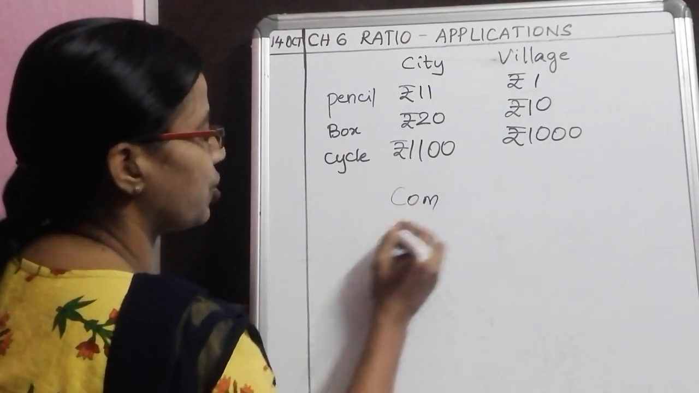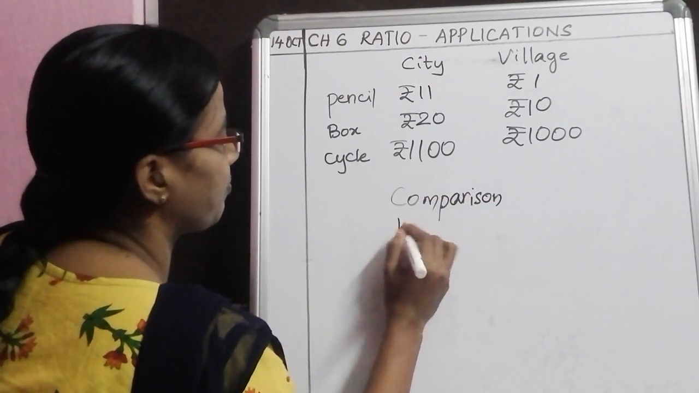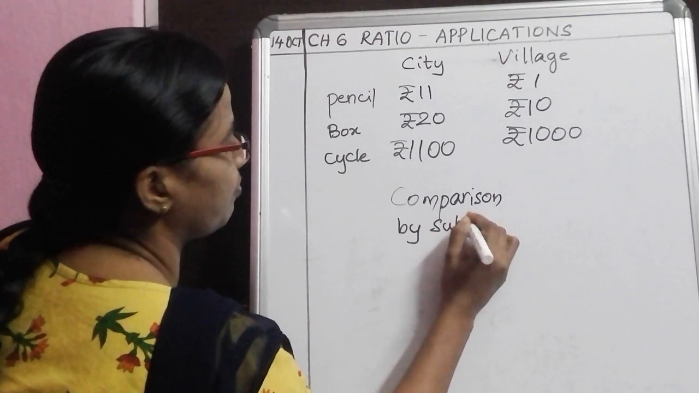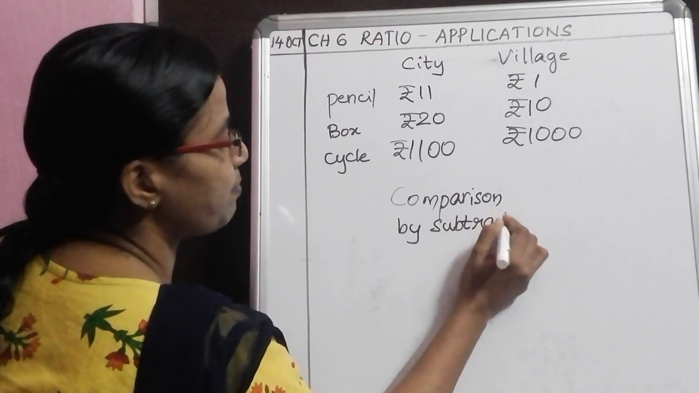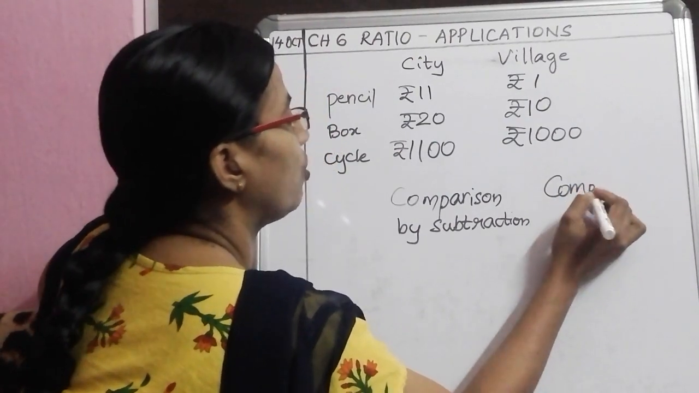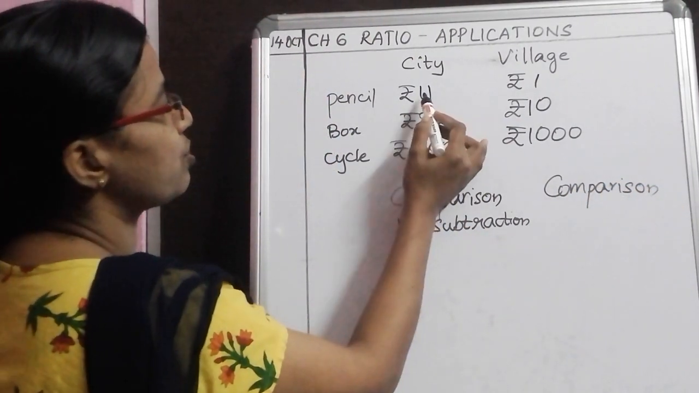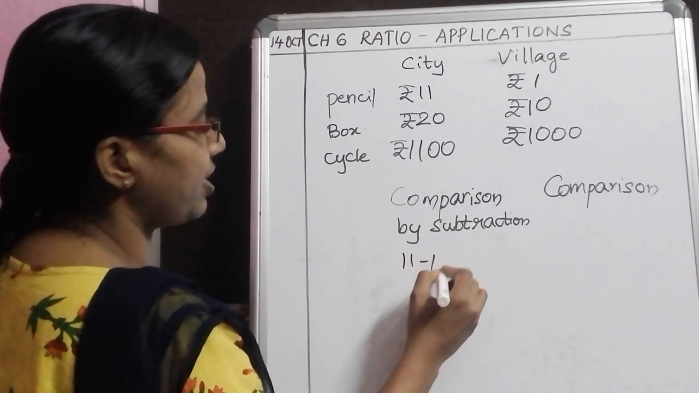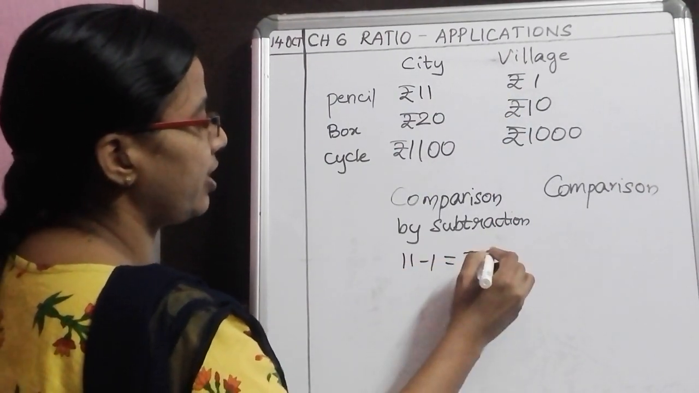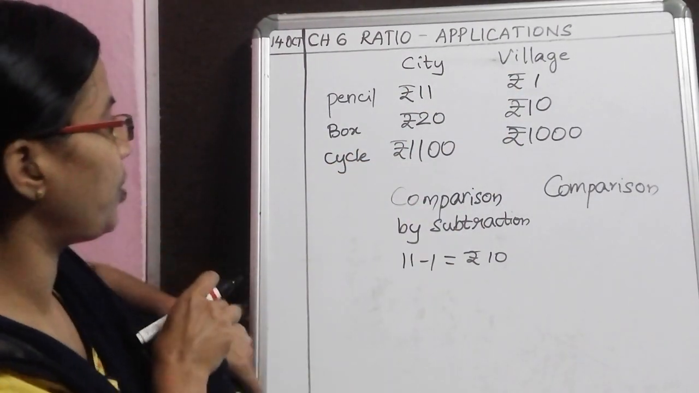Comparison by subtraction. This is only for your explanation. Don't write anything in your classwork book. Okay. First, let us compare by subtracting. So, here 11 minus 1 is how much? 10. So, the difference between these two is 10 rupees.